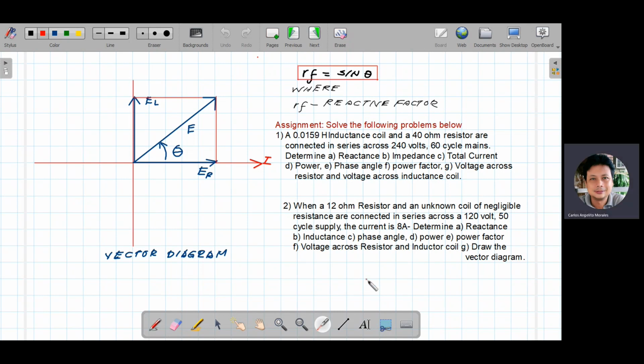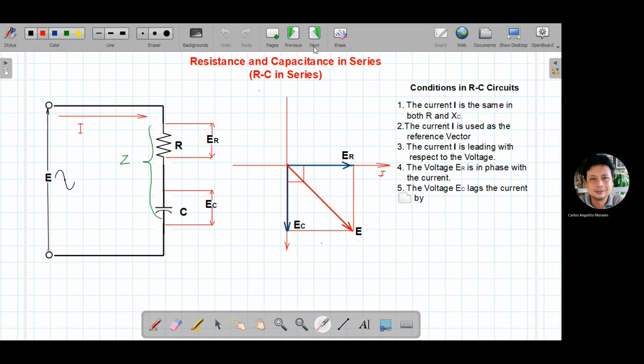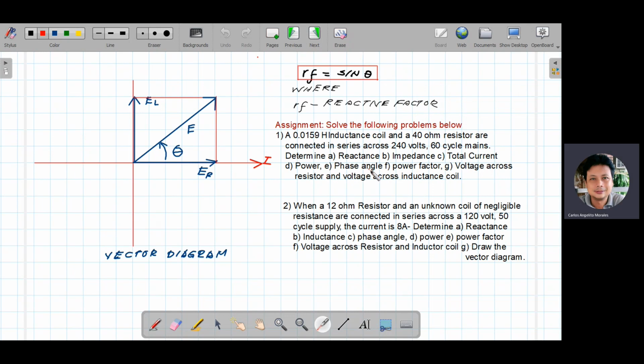So, bibigyan ko kayo ng assignment, no? Hanggang dito na lang muna tayo sa RL. Susunod kasi RC na. So, ito yung assignment nyo.